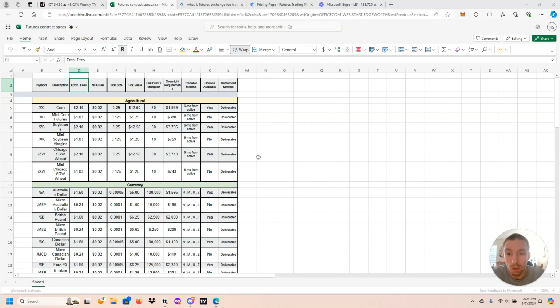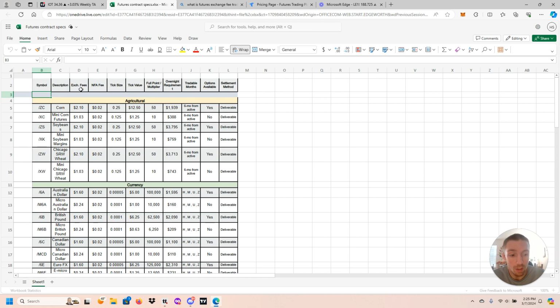What's up, guys? I want to quickly go over this futures contract specifications chart. The first one right here, the symbol, this is what you're going to type in for your ticker. This is going to be what you're trading. The description obviously is going to be what that symbol means.